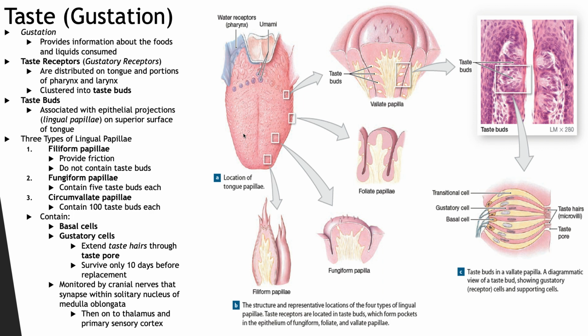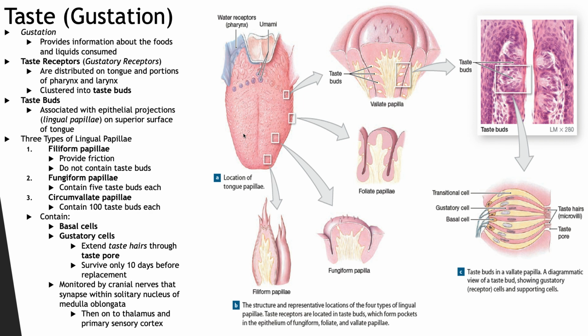Gustation, or taste, provides information about the foods and liquids that we eat and drink. The taste receptors, or gustatory receptors, are distributed over the superior surface of the tongue and adjacent portions of the pharynx and larynx. The most important taste receptors are on the tongue. By the time we reach adulthood, the taste receptors on the pharynx, larynx, and epiglottis have decreased in number.